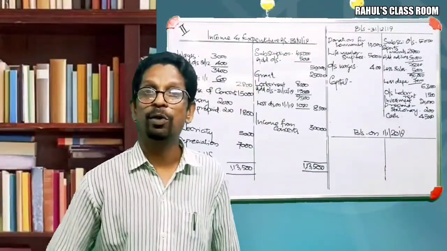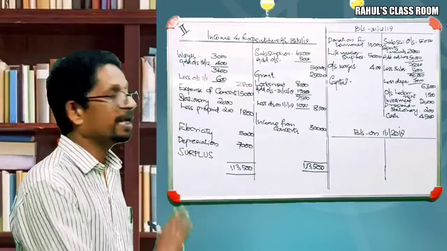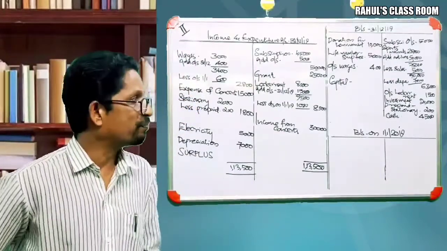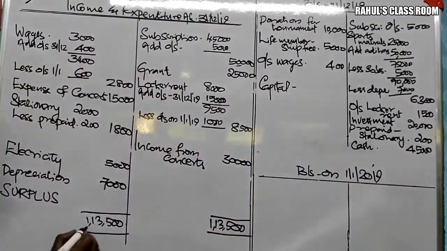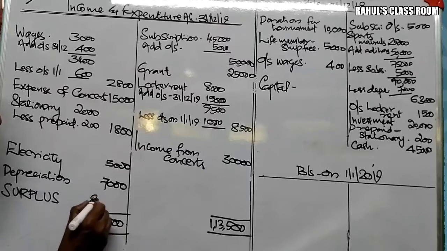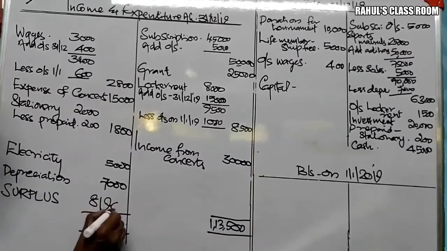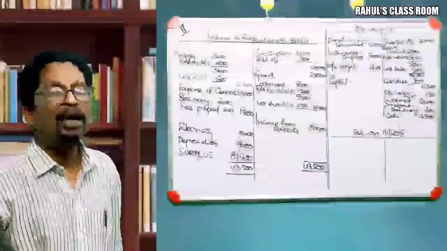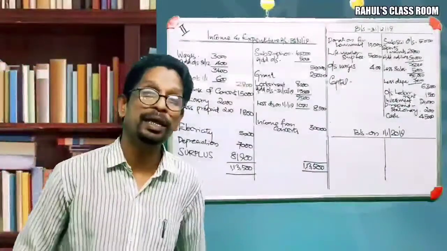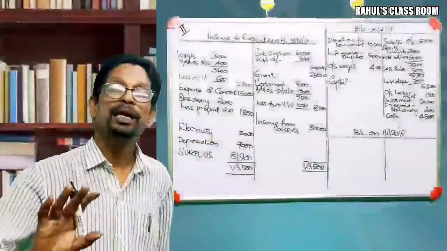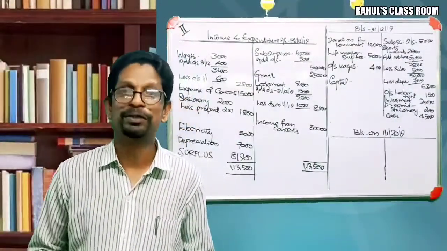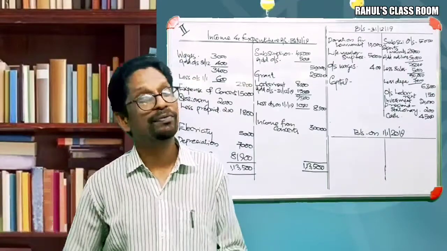Okay, now we are going to find out the result of the income and expenditure account. Thus we are finding the total here. We are getting a total of 1,13,500, and we are writing the same here, 1,13,500, and the balance, we are getting a surplus of 81,900. This surplus is transferred into where? Into the balance sheet. That means the surplus should be added with the capital on the liability side of the balance sheet.